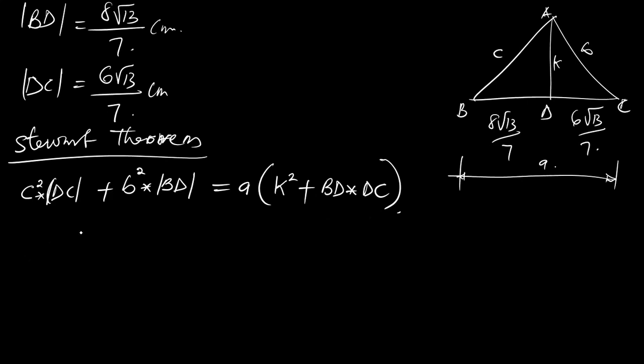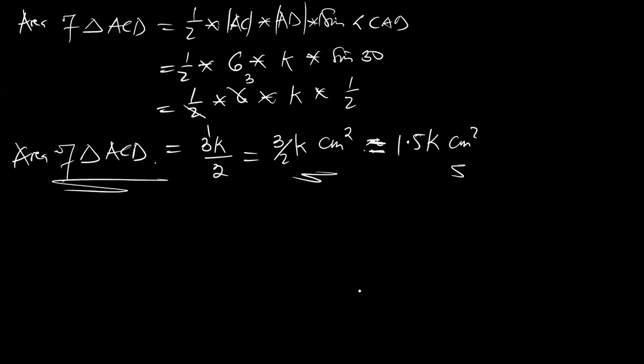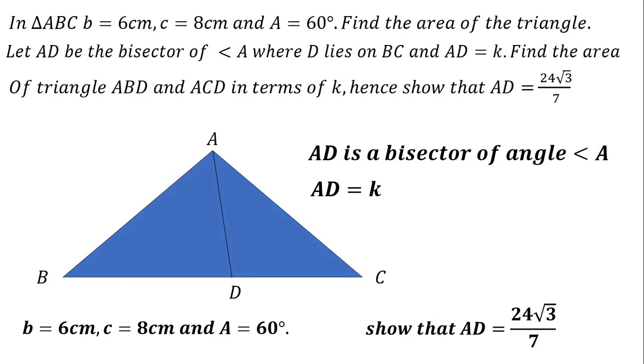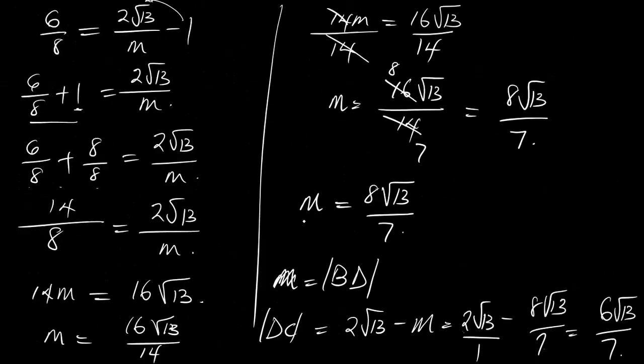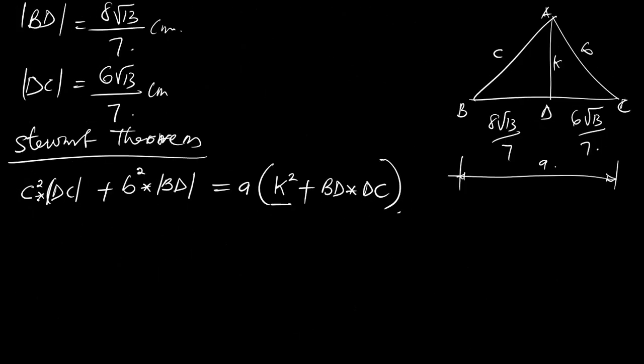Now this Stewart theorem, we're not going to apply it to solve this particular problem to find the value of K, because when you check the problem, AD is the value of K, and we are looking for the value of K, which is AD. So that is it. Now let's complete the questions. Impute the values.